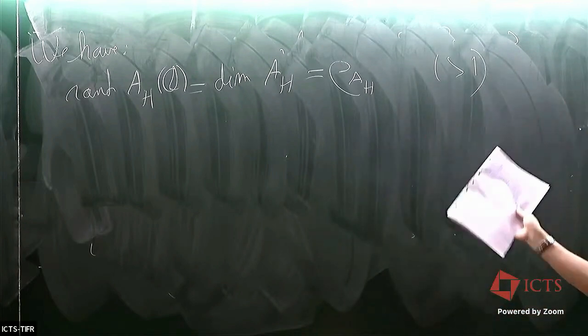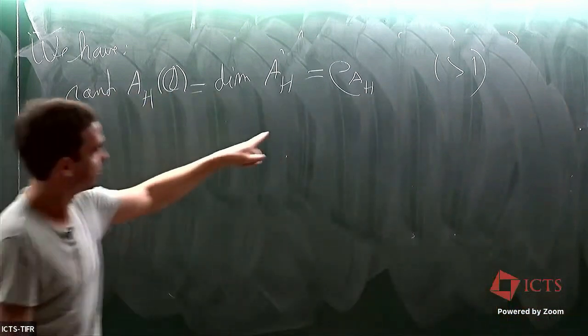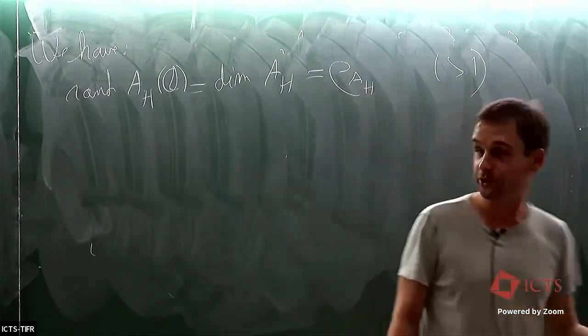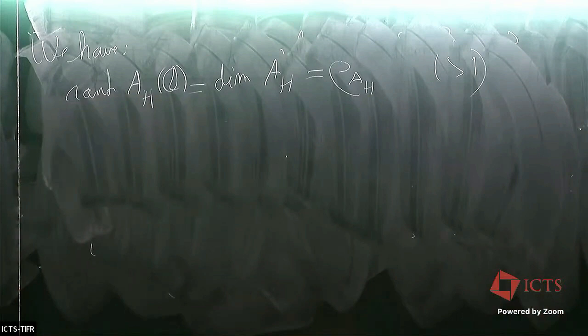Otherwise, we cannot do anything. If it's just an elliptic curve, we cannot do anything. So we want this to be larger than 1, just because we need rho to be larger than 1. In other words, we need to be sure that we have at least two orbits of functions like this, or the size of this is at least 2.